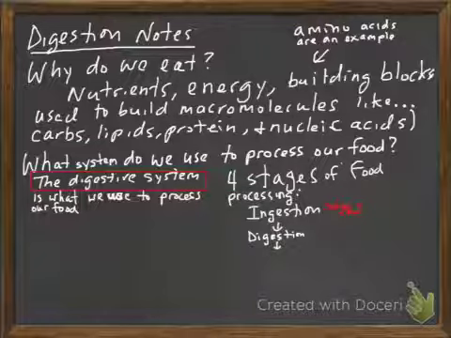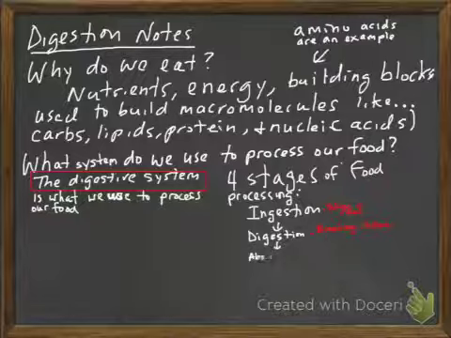Okay, so then digestion is where you're actually breaking down the food. And this actually starts outside your body. When you chop your food, when you cook your food, you're starting to break it down. And that gives you better access to the energy stored in the food, the nutrients stored in the food, and those building blocks that are stored in the food. So again, we're just breaking it down.